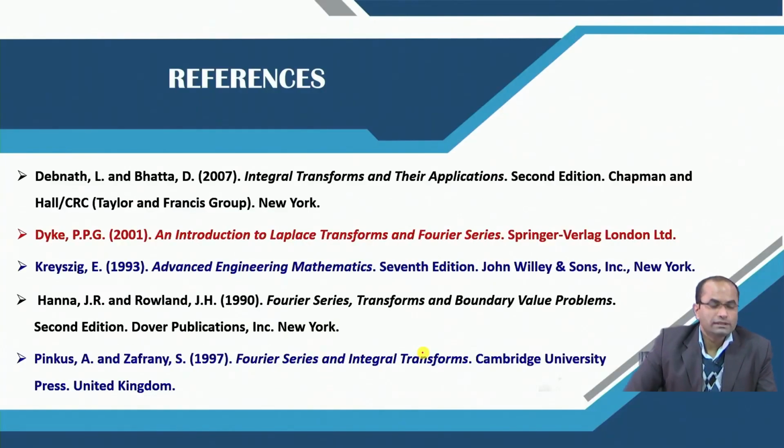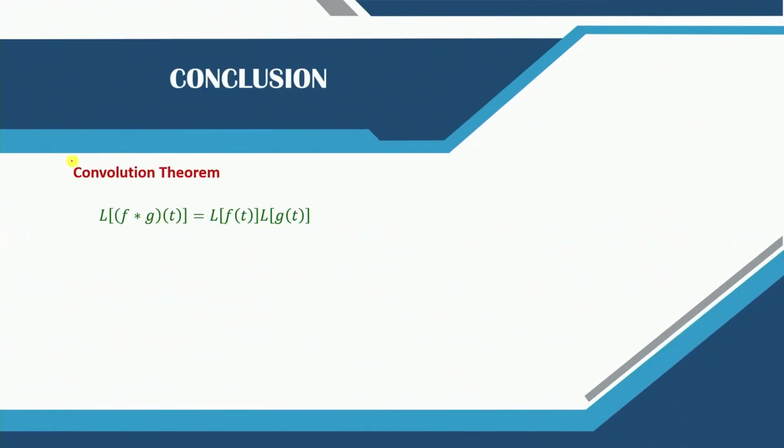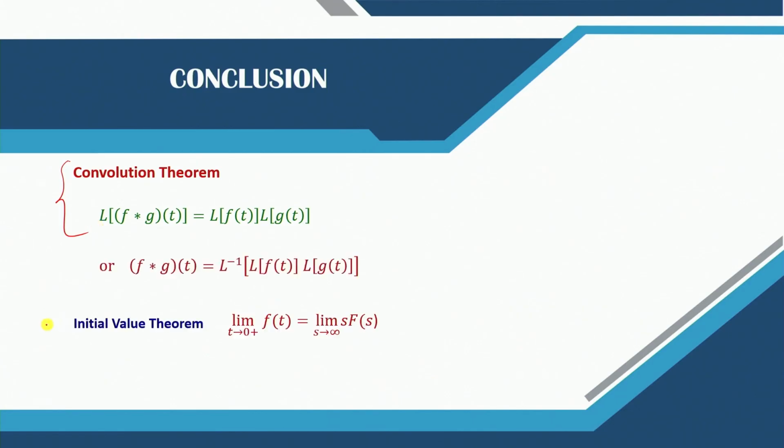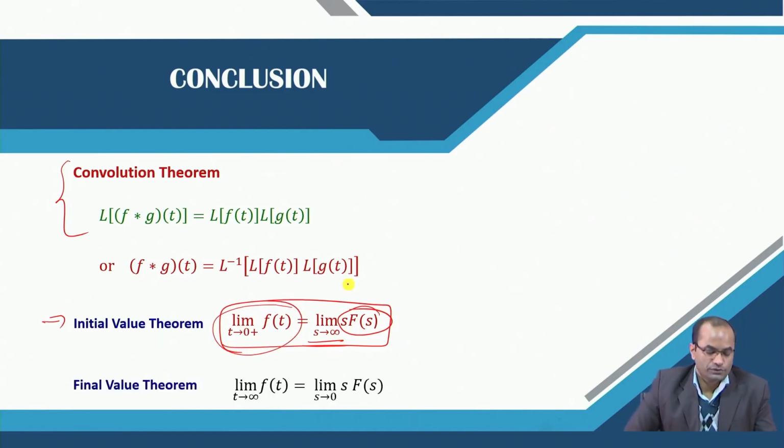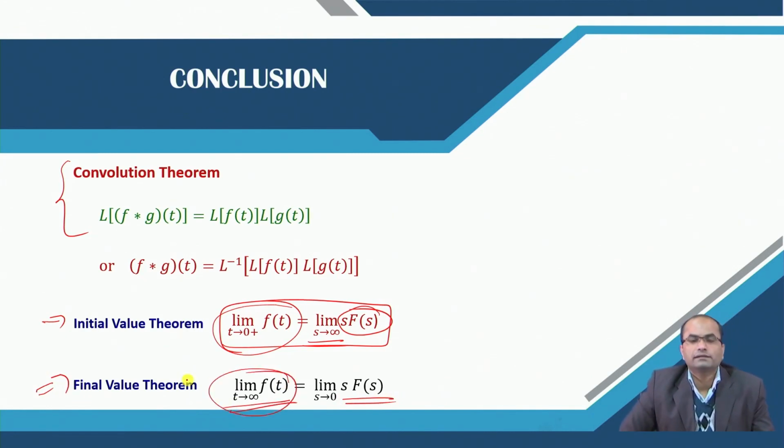Okay. These are the references we have used for preparing this lecture. Just to conclude, we have discussed the convolution theorem and some of its applications for evaluating the inverse Laplace transform. We have also discussed the initial value theorem, which says that by computing the limit of s F(s) as s approaches infinity, we can predict the behavior of the function as t approaches 0. The final value theorem says that by computing s F(s) and taking the limit as s goes to 0, we can get f(t) as t approaches infinity.